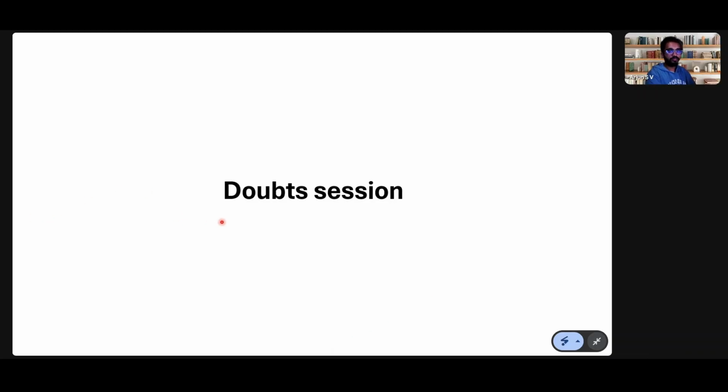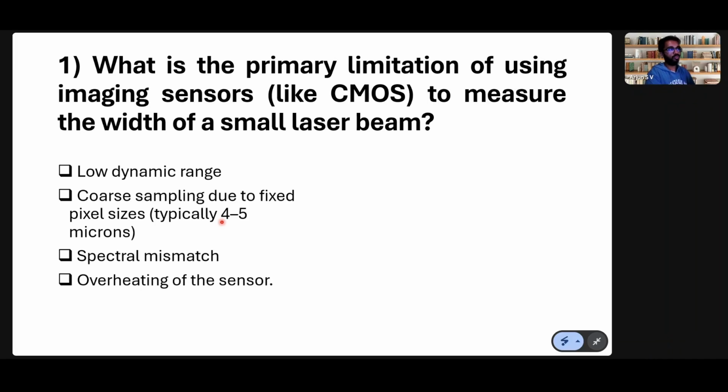Okay, if there are no doubts, we'll get started with the sample problems. So, what is question number one? What is the primary limitation of using imaging sensors like CMOS to measure the width of a small laser beam? The options are low dynamic range, coarse sampling due to fixed pixel size, typically 4 or 5 microns, spectral mismatch, or overheating of the sensor.